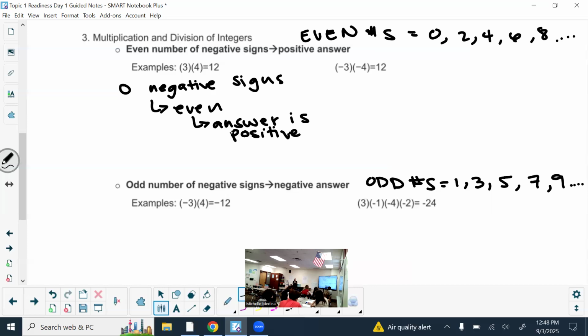The multiplication, hopefully you know your multiplication facts, but if you don't, you really have to calculate it. But 3 times 4 is 12, and because there's no negative sign, my answer is positive.